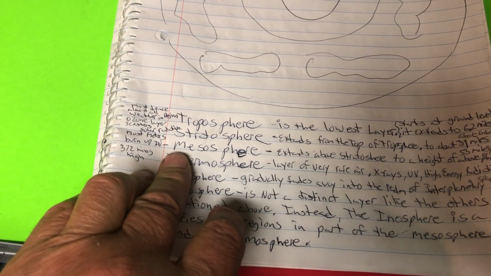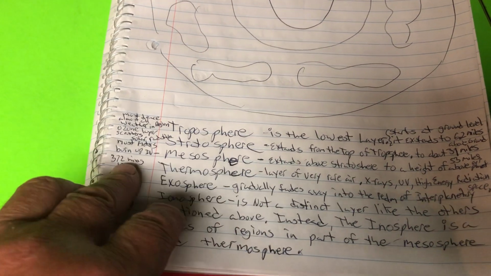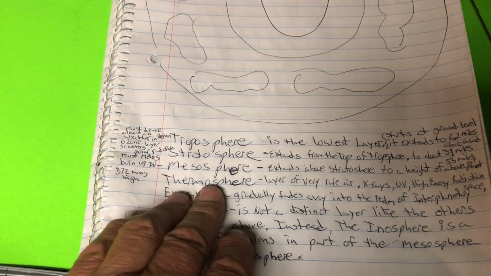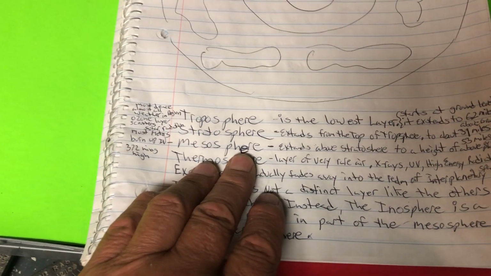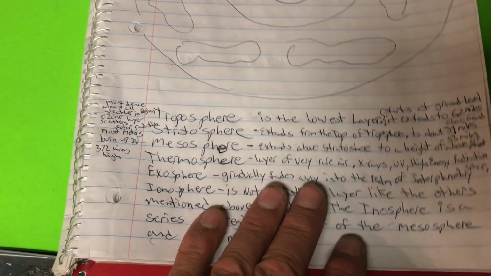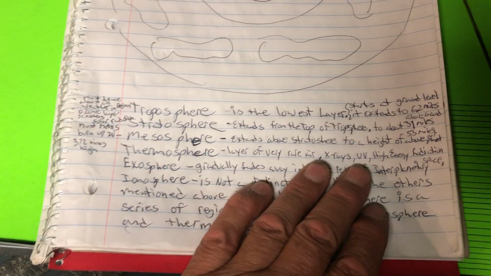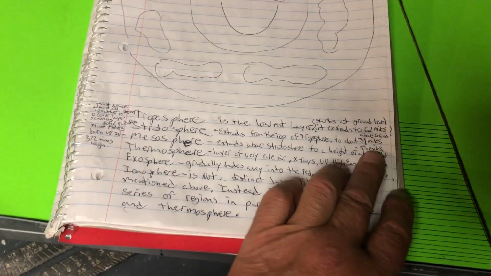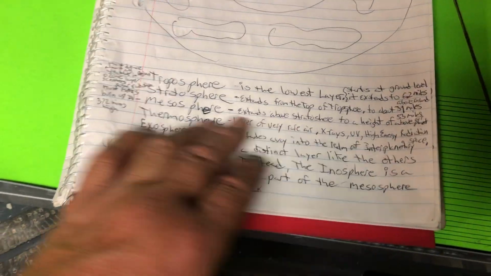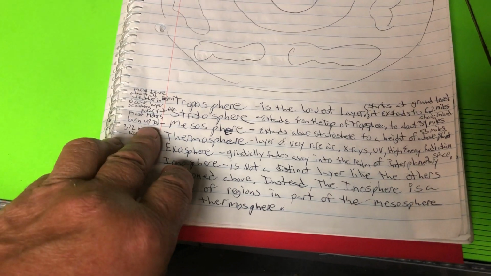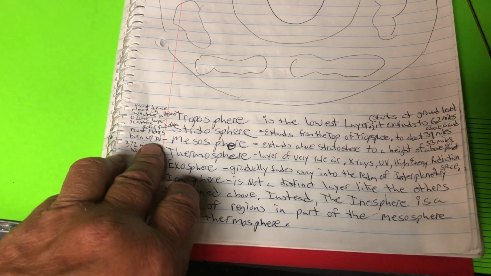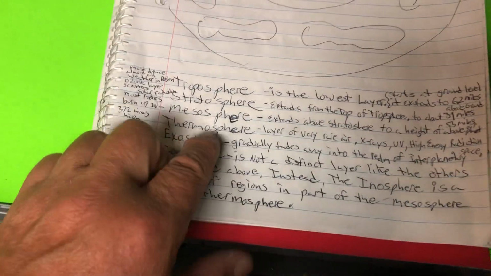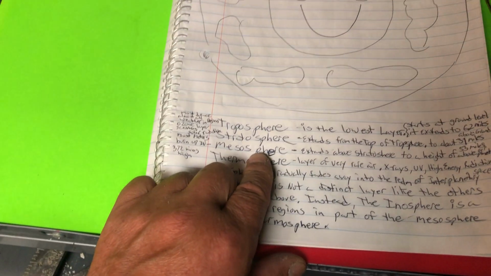The third one is the mesosphere, and this is where most of the meteorites that come in will burn up when they hit that section. It extends above the stratosphere to the height of about 53 miles above our planet. So about 53 miles up in the air, any kind of matter that comes in will most likely burn up. Not all, because it depends on the mass.